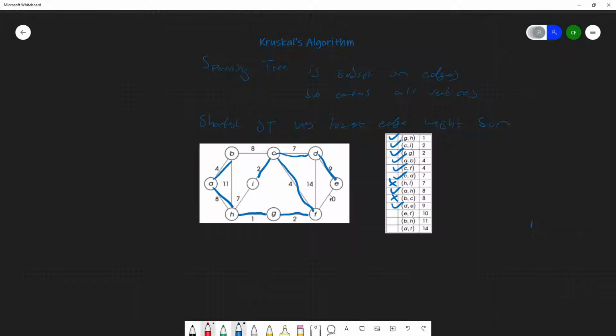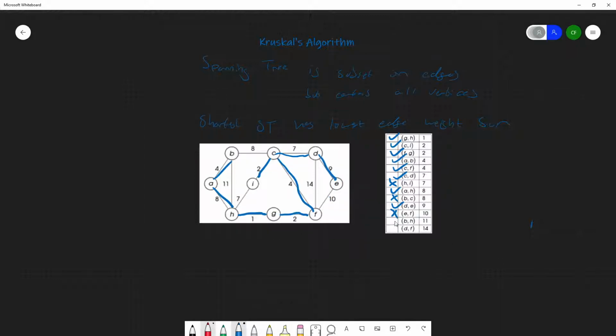EF is here. Again, cycle. If we kept that, there'd be multiple paths. For example, to E, we could go GFE, or we could go GFCDE. That's not allowed in the tree, so we do not keep that.